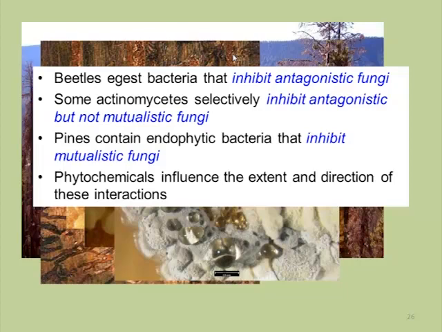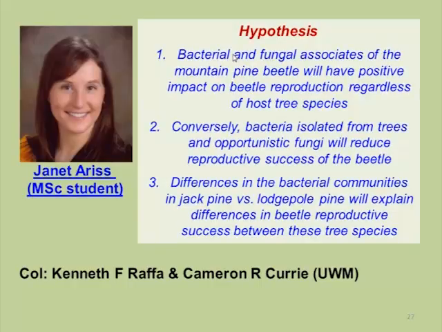Also, some bacteria species selectively inhibit antagonistic but not mutualistic fungi. Again, not only beetle, bacteria and fungi are in the same system, they also interact together. And then things are really complicated. Pines themselves contain endophytic bacteria. They are always present on the bark and inhibit mutualistic fungi. That's the third component. And the fourth component is that tree chemicals influence all these interactions. See, my point is the system is really complex. It's not easy to tease out. But this is what Janet did, basically. She wanted to understand, okay, yes, this is from her graduation.